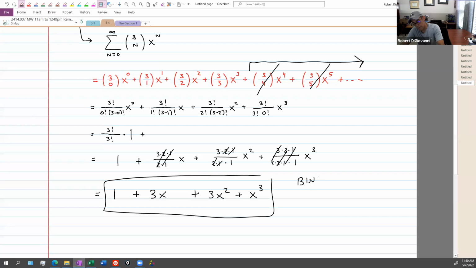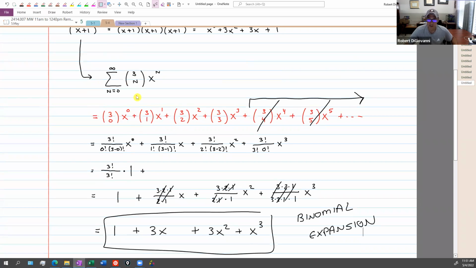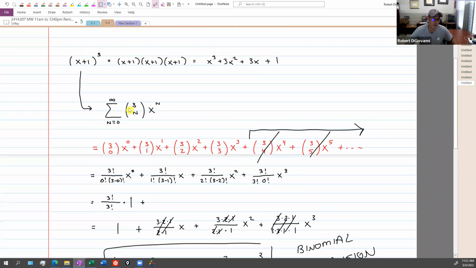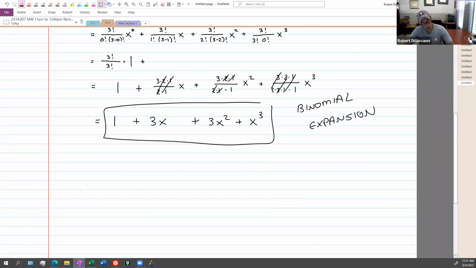That is the binomial expansion of x plus 1 to the third power. Now, you would never want to do a binomial expansion using a power series if you're only doing the third power, because this third power is easier to do by hand, right? But what if you wanted to do x plus 1 to the 90th power? What if you wanted to? Well, that's going to be a bunch of terms in here, right?